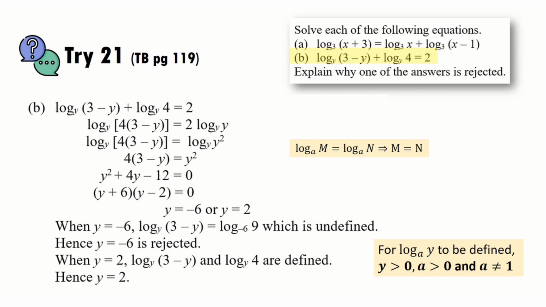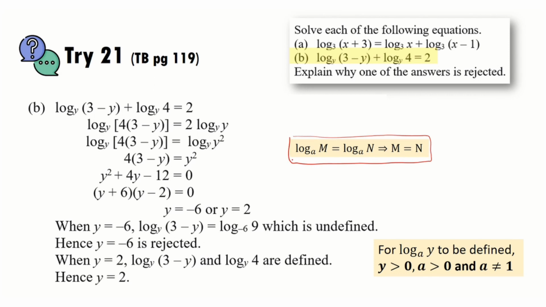Let's now take a look at part B, where I would like to solve log 3 minus y base y plus log 4 base y equals to 2. Before I begin, I want us to note that this answer that I'm presenting over here is not the only way of doing this. I am doing this method because I would like us to practice the method which we have just learned in part A.